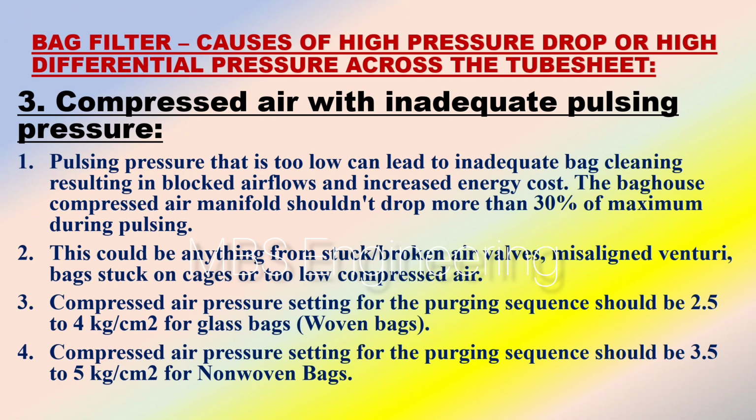Point number 3. Compressed air pressure setting for the purging sequence should be 2.5 to 4 kg per centimeter square for glass bags, woven bags. Point number 4. Compressed air pressure setting for the purging sequence should be 3.5 to 5 kg per centimeter square for non-woven bags.